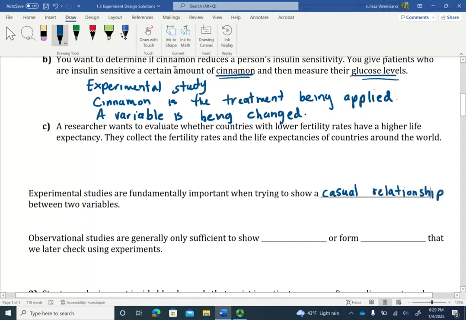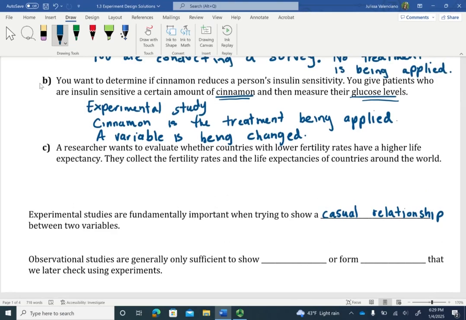Okay, so let's go ahead and look at the example above. In part B, we're trying to see if the variable amount of cinnamon and the variable glucose levels, we're trying to see if those two variables have a causal relationship. Does one affect the other?